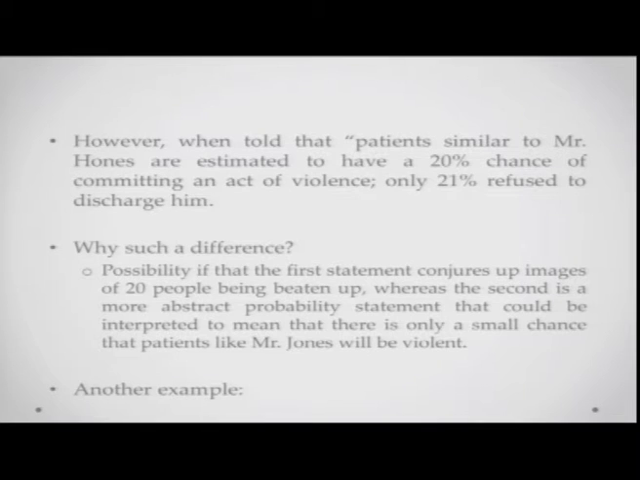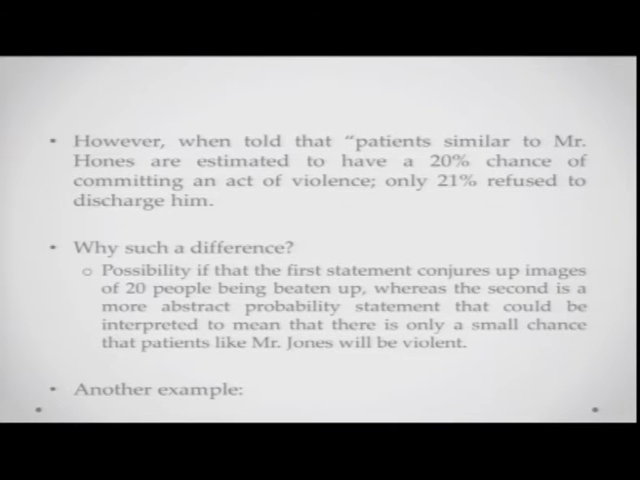Why is there such a difference? Why is this really happening? It is possible that the first statement conjures up images of 20 people being beaten up, whereas the second is a more abstract probability statement that could be interpreted to mean that there is only a small chance that people like Mrs. Jones will be violent.